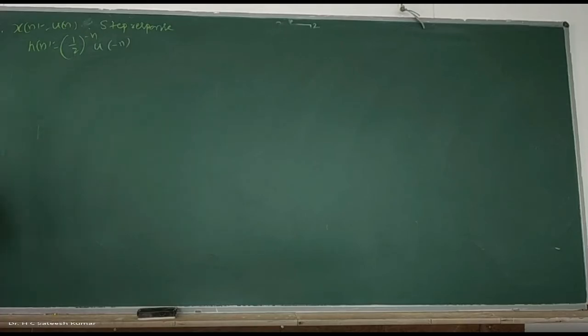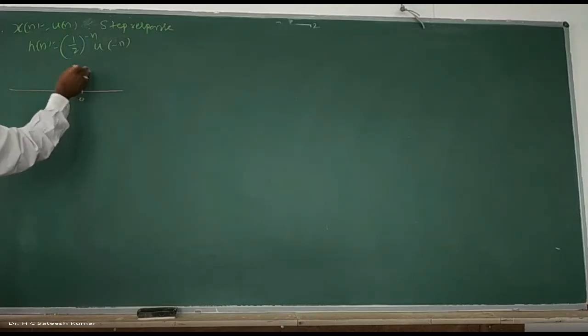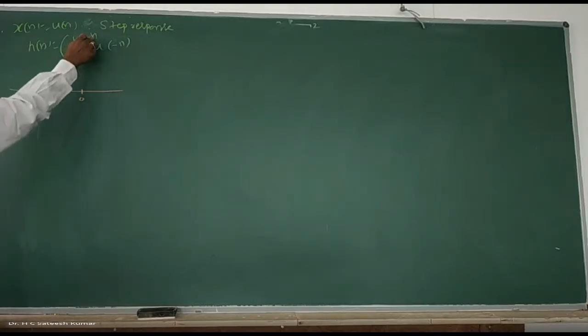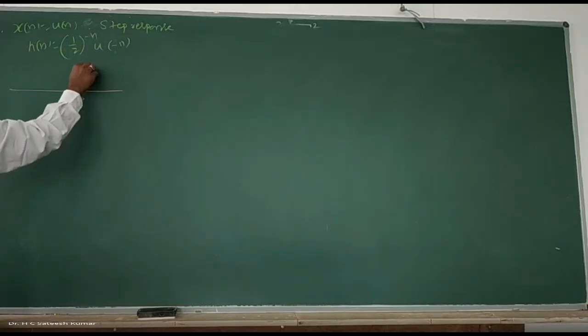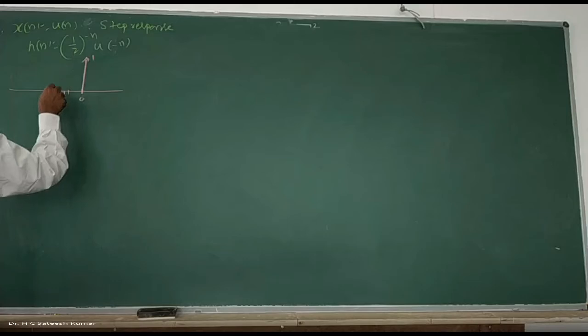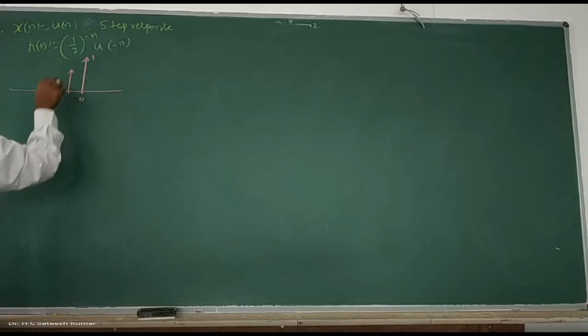First we shall sketch out h of n. h of n starts from 0 and goes towards minus infinity, since there is a minus n. At 0, half to the power of 0 is 1. Next, put n equal to minus 1. Minus of minus 1 is plus 1, and half to the power of 1 is half. Carefully you should sketch it.